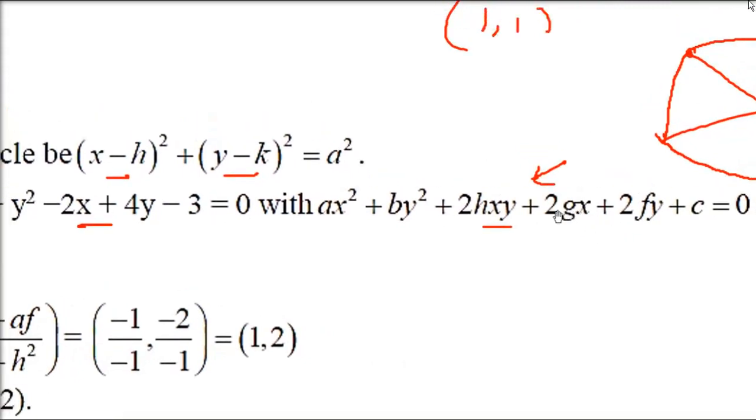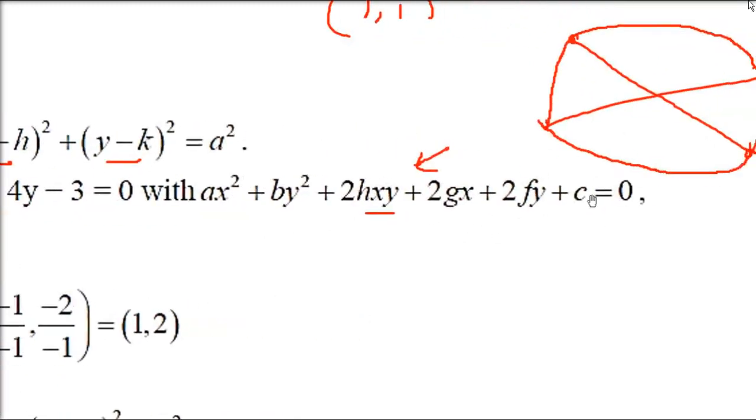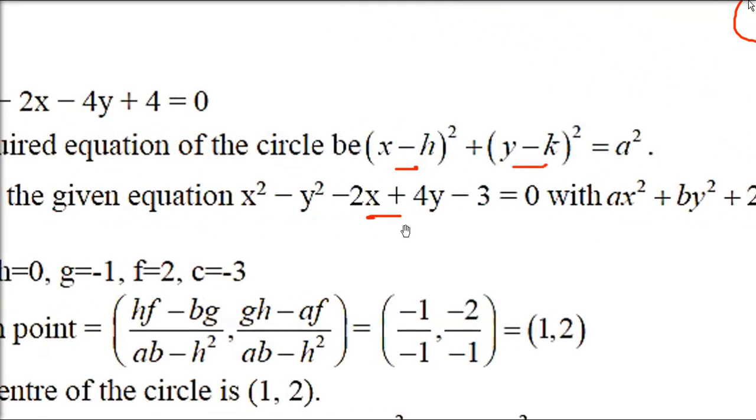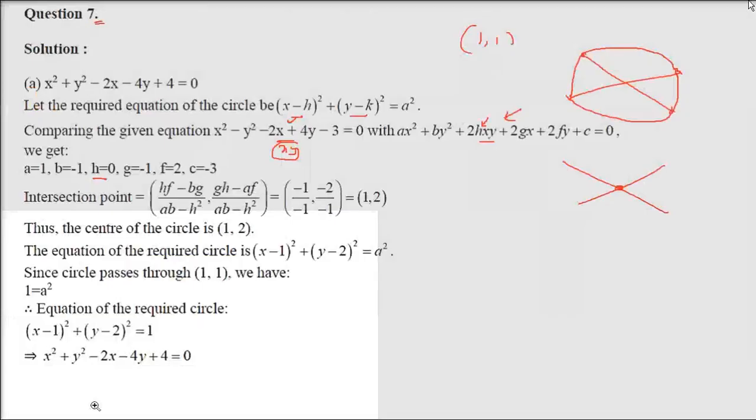How about 2hxy? There is no 2hxy here. So it's quite clear that when we don't have 2hxy, the term cannot be 0 because x and y are variables, 2 is a constant. So h has to be 0. From here, all the values a, b, g, f, c can be directly compared. But for 2hxy, by logic, when we don't have an xy term, that means h is 0.